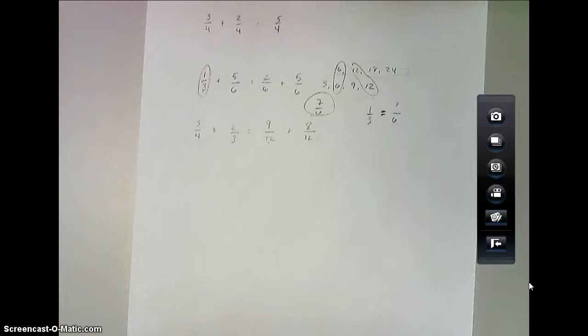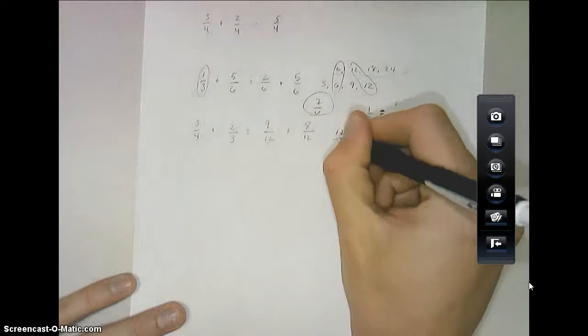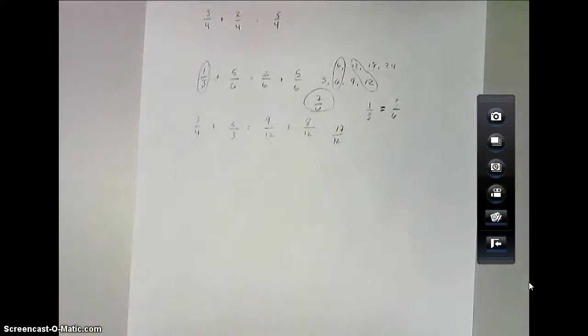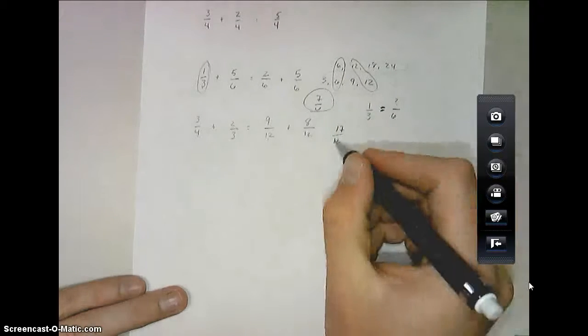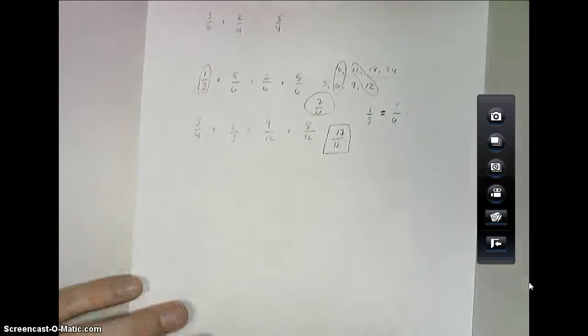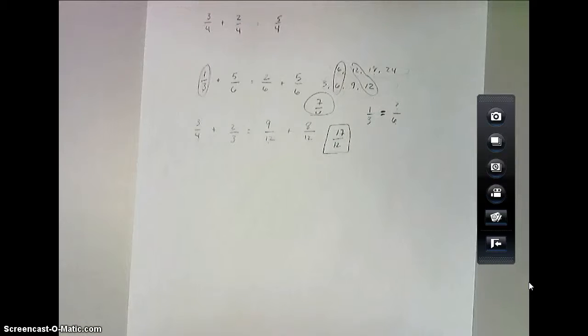Same denominator. I just add the numerators. 9 over 12 plus 8 over 12 gives me 17 over 12. Okay, this is how I want the answer. I do not want you to make it improper. I don't want you to make it a mixed number. I want you to leave it improper just like it is. Okay, no problem. If you can simplify it, simplify it. If not, leave it alone.